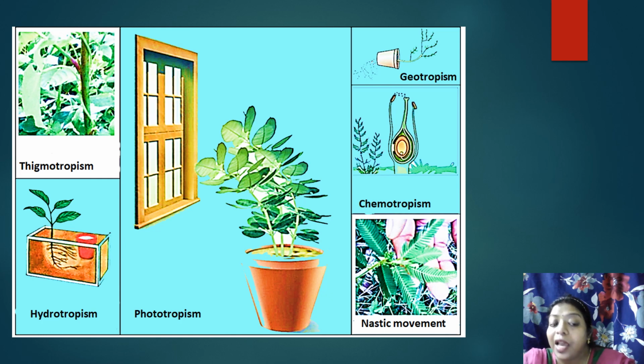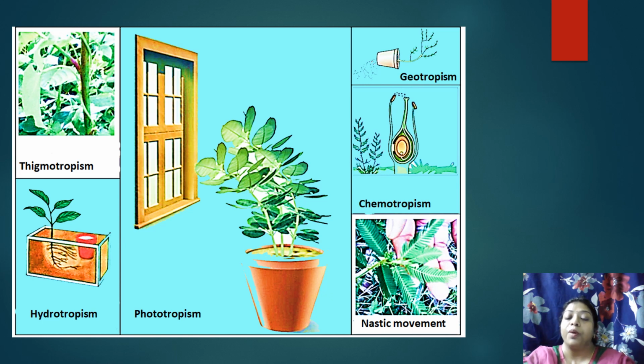And what is hyponasty? The term is specially used to denote the leaves which bend in the upward direction, and that nastic movement is called hyponasty. So these are the different movements which are seen in plants.